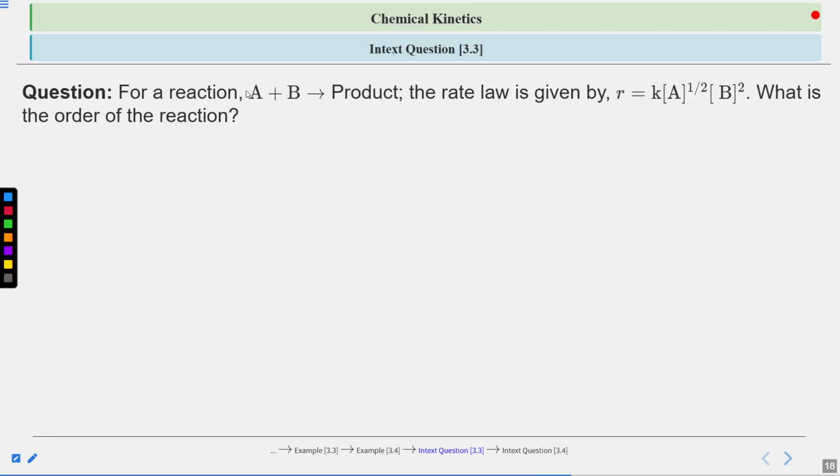Now let's see our in-text question as per our NCERT textbook, which is marked as question number 3.3. The question is saying that for a reaction A plus B giving us products, the rate law is given by R is equal to K times A concentration to the power half, B concentration to the power 2. This is the given rate law in the question already, right? So what is the order of the reaction? You have to tell the order of the reaction by just looking at this rate law. So you have some time, try to solve this, and then we will see what is the correct answer.